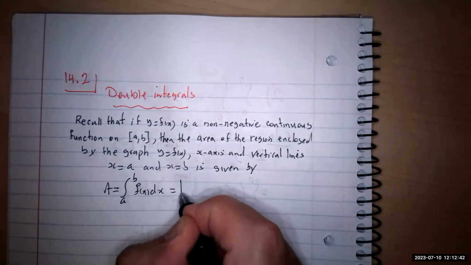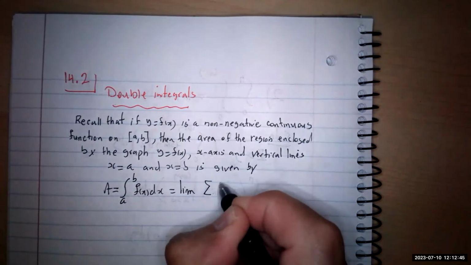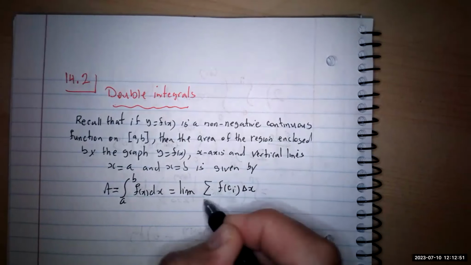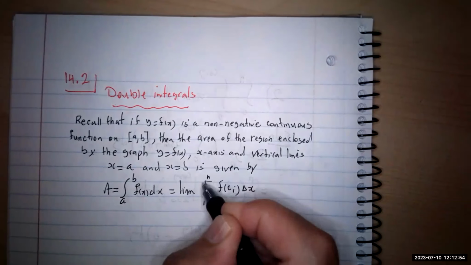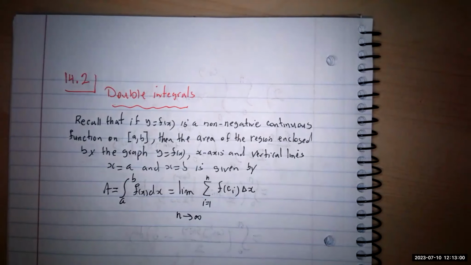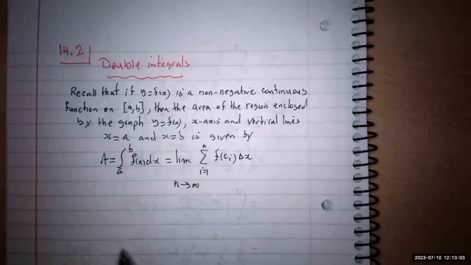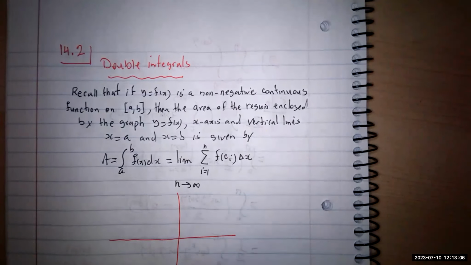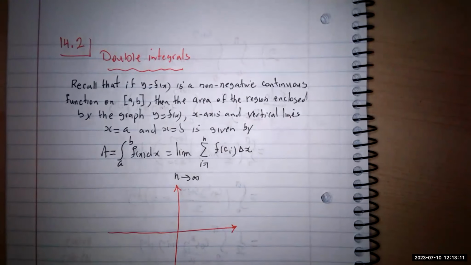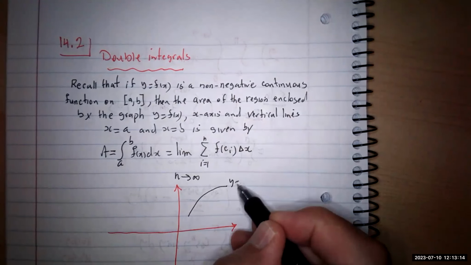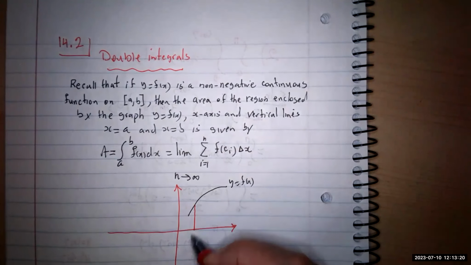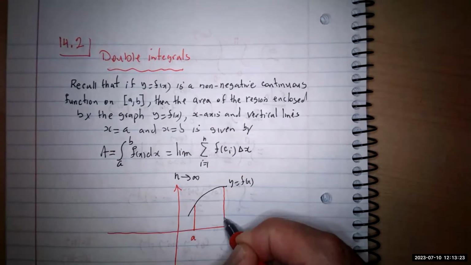And this is going to be the limit of, remember, the sum of f of ci delta x, i from 1 to n, as n goes to infinity. This is the interpretation of the definite integral, or the Riemann integral. And this is what we have. So that's a curve, y equals f of x, and this is, for example, a, and this is going to be b.